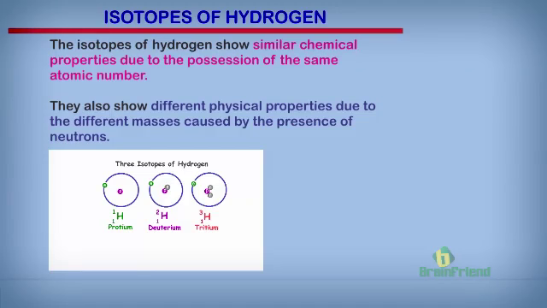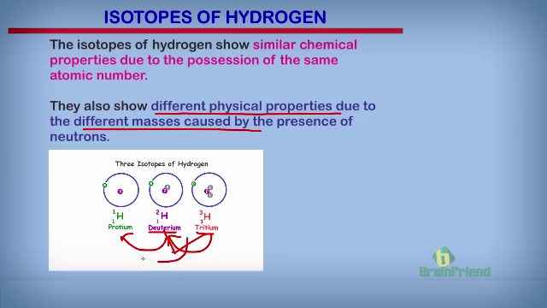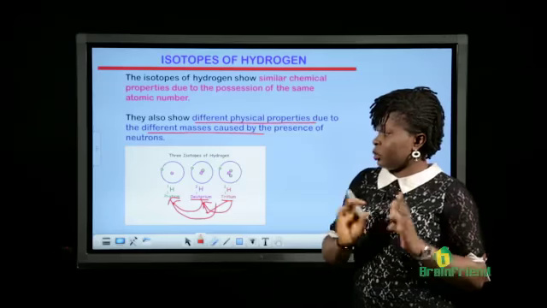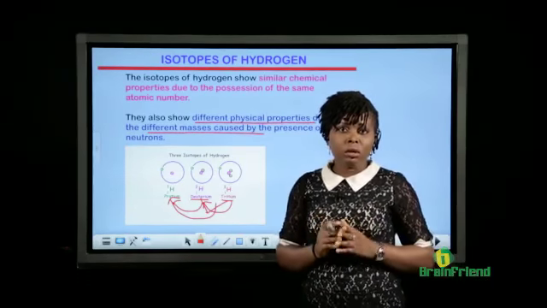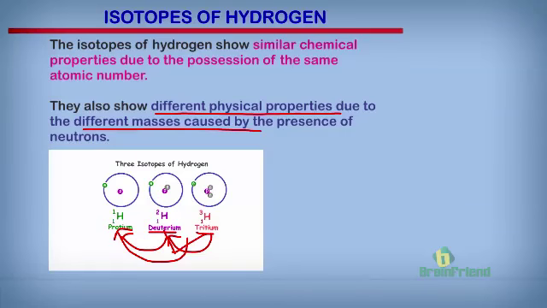So these hydrogen isotopes show different physical properties due to the different masses caused by the presence of neutrons. So deuterium will obviously weigh more than protium. Tritium will weigh more than deuterium. Then deuterium and tritium would weigh more than protium. So the difference is just in their physical makeup. Isotopy does not affect their chemical makeup.